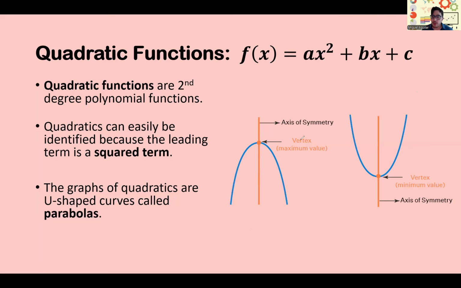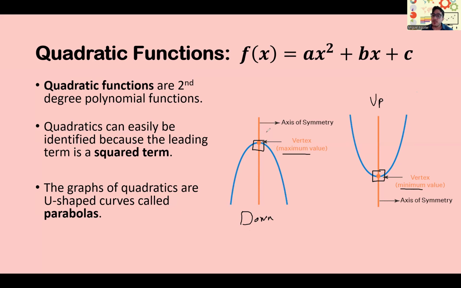our parabolas will either open up or open down. If it opens up, like this one on the right, then the vertex is going to be this point at the very bottom of the graph, so we call it the minimum. If the graph opens down, like this one on the left, then that vertex is going to be the highest point on the graph, and so we call it a maximum value.